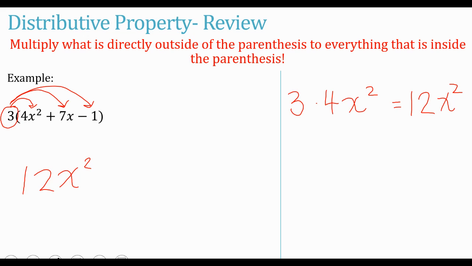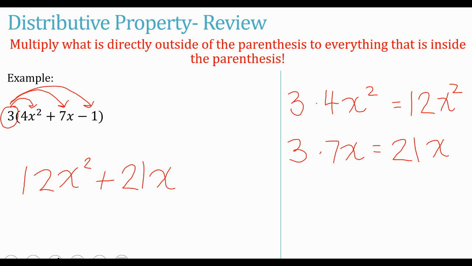Now, 3 times 7x, because now we're distributing to the second part of this polynomial. I'm going to do the same thing. I'm just going to multiply my coefficients. 3 times 7 is 21. We're going to leave x alone, but it has to come with it. Now, that's a positive 21x, so I'm going to just write that right next to my first term. So we have 12x squared plus 21x.